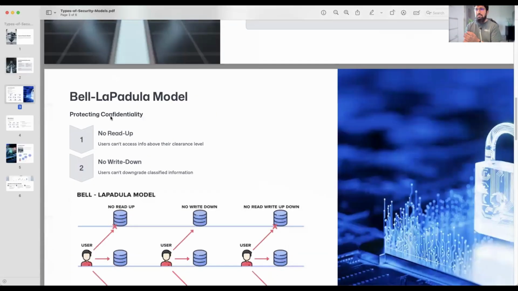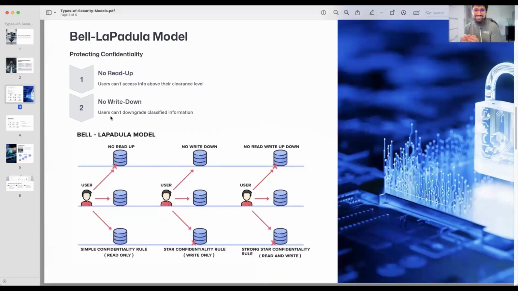The first model that I'm going to discuss is called the Bell-LaPadula model, right? It was developed back in the 1970s by two researchers, David Bell and Leonard LaPadula. That's why we call it Bell-LaPadula. The Bell-LaPadula model stands as one of the earliest and most influential security frameworks.